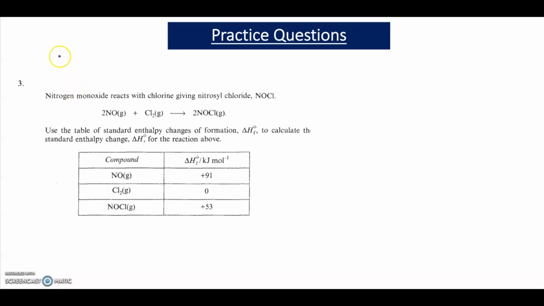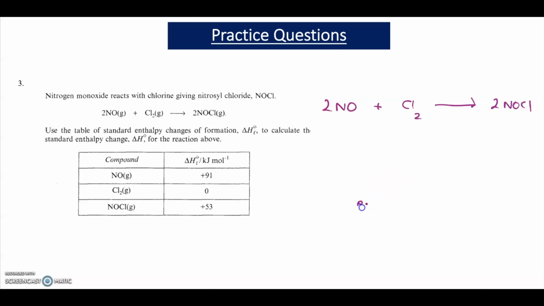So for question 3, I'm asked to use the table of standard enthalpy changes of formation, delta HF values, to calculate the standard enthalpy change for the reaction above. So once again, I'm going to write out the equation here that I'm trying to find the delta H value for. So it's 2 lots of NO plus Cl2 forms 2 NOCl.